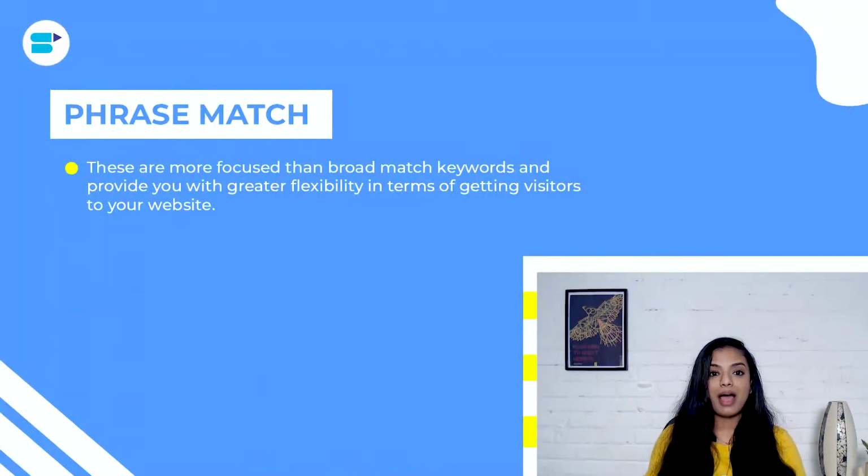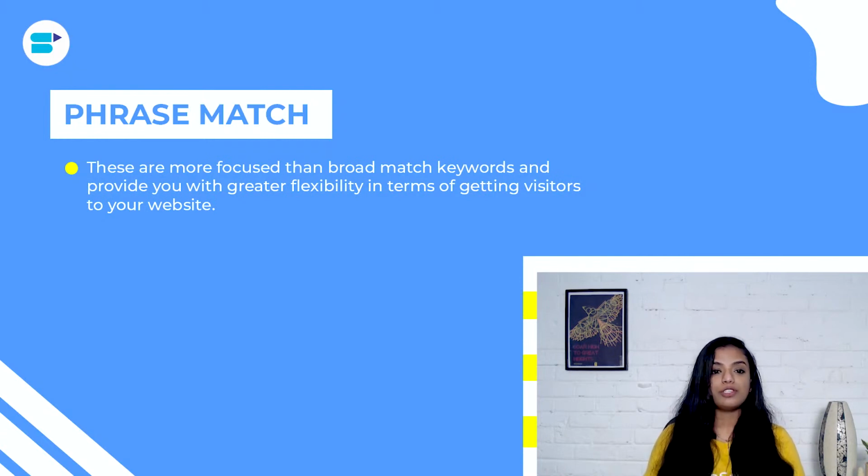Now let's talk about the phrase match type. Phrase match keywords lie somewhere in between. They are more focused than broad match but are not as precise as exact match. This does provide you with greater flexibility of getting visitors to your product listings. In phrase match keywords, additional words can be added either before or after, but not in the middle of the key phrase that you're specifying to Amazon.